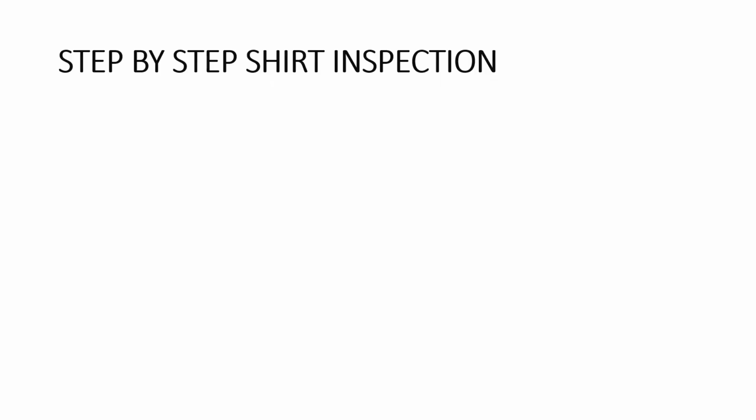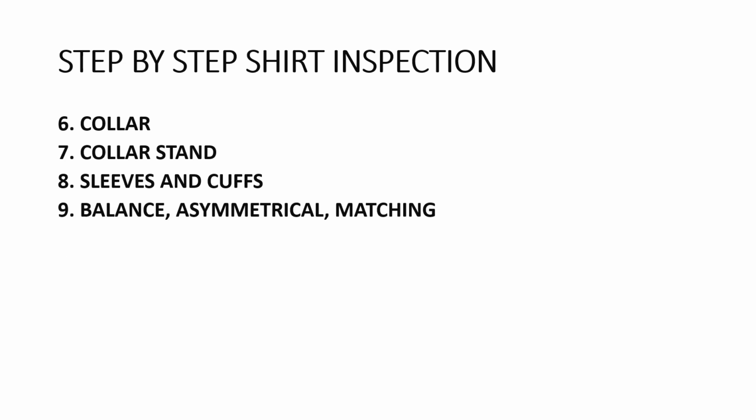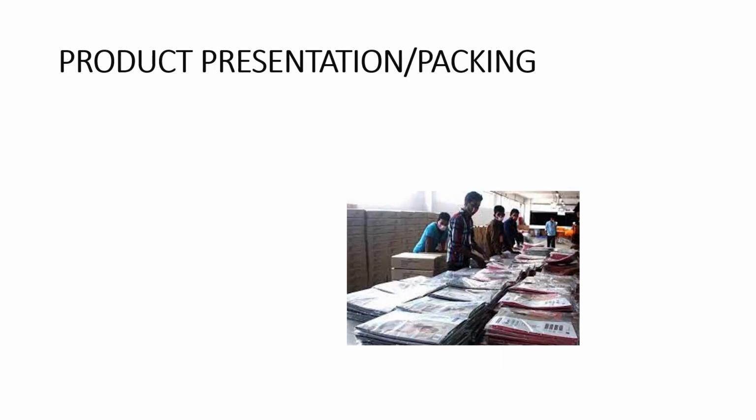Now students, in this step by step shirt inspection, there is also one important part, which is the collar of a garment. How will we inspect the collar, the collar stand? Those things are to be inspected. And then come the sleeves and the cuffs. Balance, asymmetry, matching, all these things are measured here in the shirt inspection. Then the inside of the garment fully turned, that is also one of the steps for shirt inspection. So the inside of the garment must be turned. So shirt inspection can be done in this way.